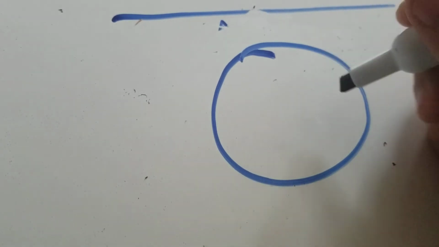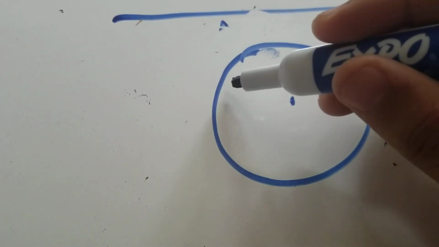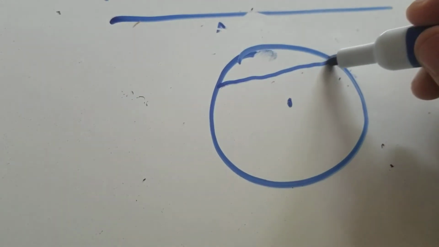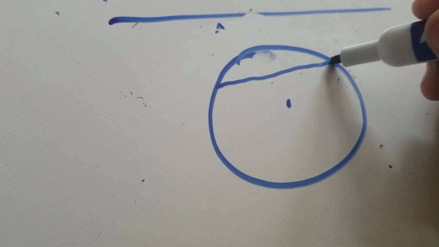Let's say you have a circle, and you have an inscribed quadrilateral. So what's a quadrilateral again? We did work a lot with it, but a quadrilateral is a four-sided shape.